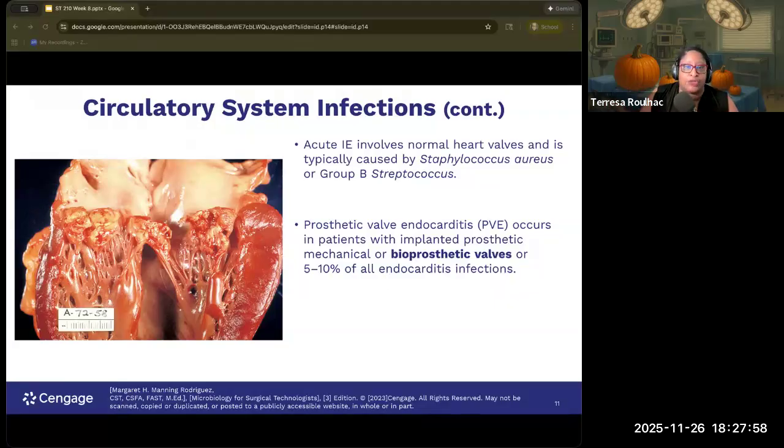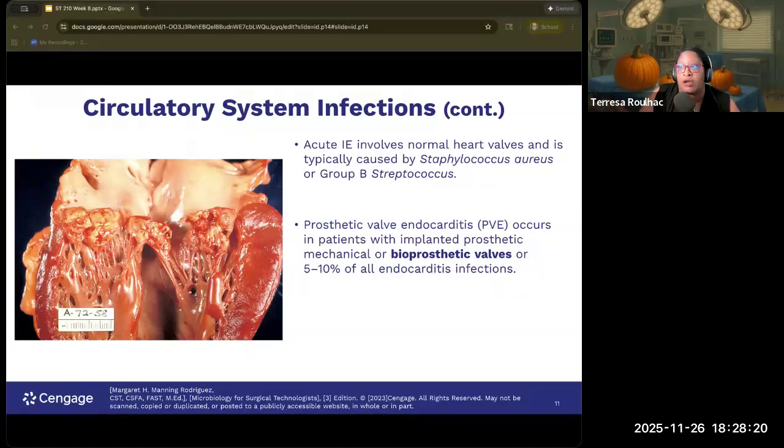Now, the biggest thing to know is that we have to understand the different types of IE and who's most at risk. Once we know that IE is either bacterial or fungal, then it can affect natural valves, or we know that it can affect the artificial valves. And the biggest thing is early detection and treatment are critical.